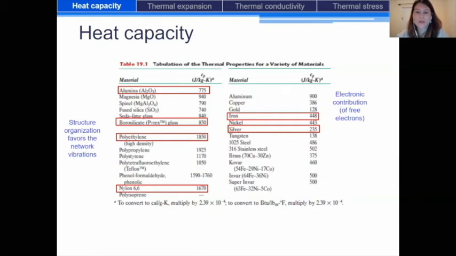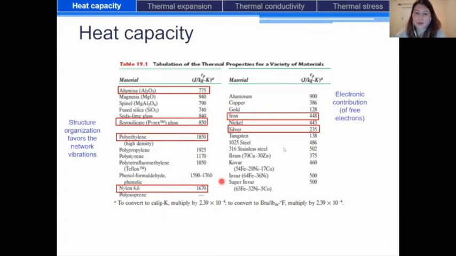In this table are summarized heat capacity values for a variety of materials. What we can observe is that the heat capacity values for metals are lower than those for ceramics, which are lower than those of polymers. The structural organization in a material will favor the network vibrations. And so in a crystalline ceramic, for example alumina, the heat capacity is lower than in the case of borosilicate, for example.